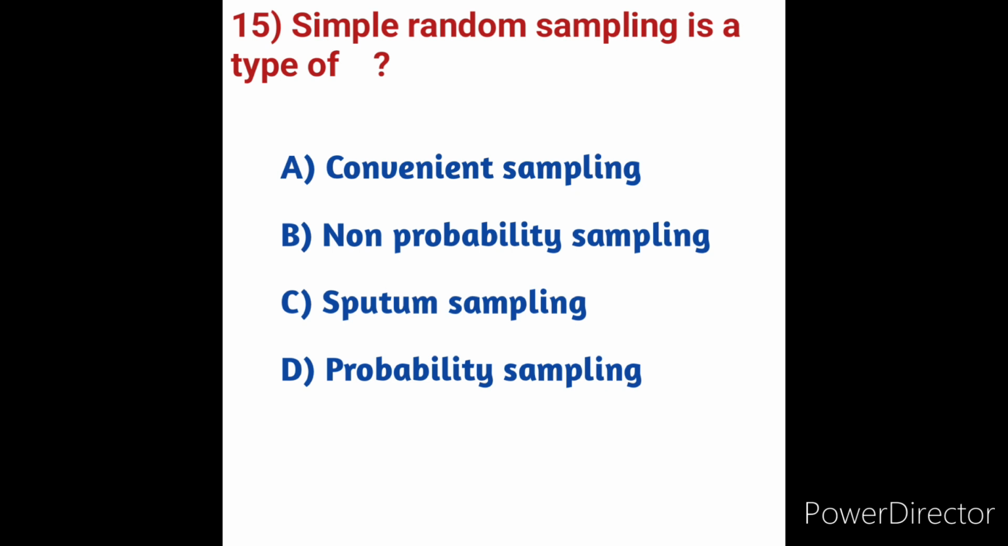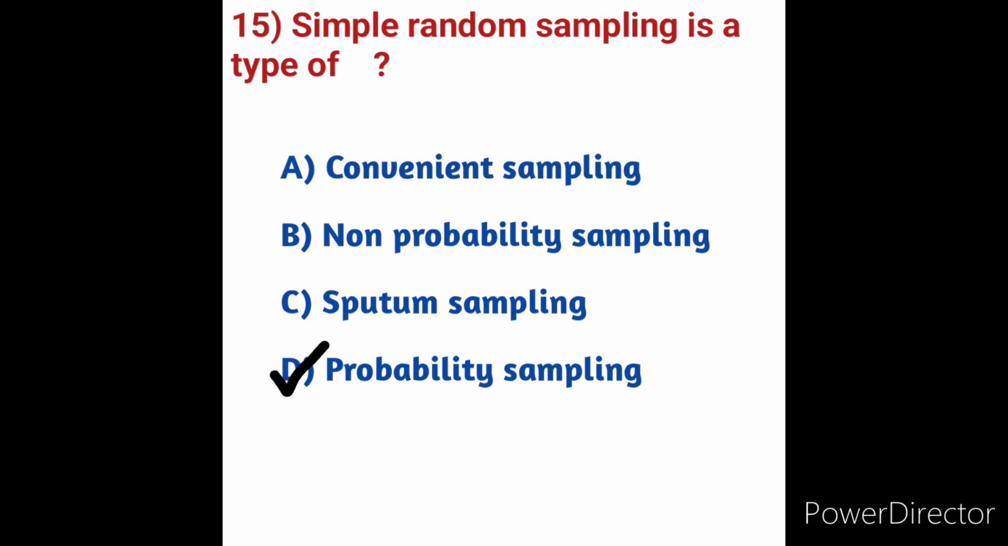Each member of the population has an equal chance of being selected. Data is then collected from as large a percentage as possible of this random subset. Simple random sampling has four types: simple random sampling, stratified random sampling, clustered random sampling, and systematic random sampling. Simple random sampling is a type of probability sampling. So here in these options, option D is the correct answer.